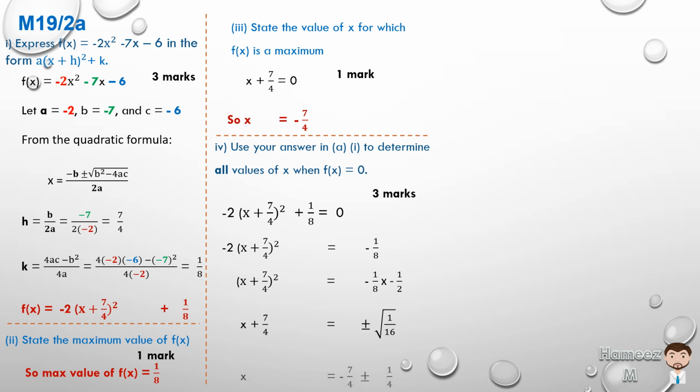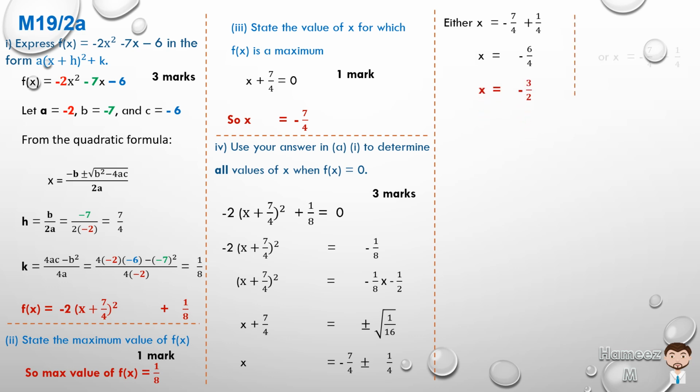And that gives us x is equal to minus 7 over 4 plus or minus 1/4. So either x is equal to minus 7 over 4 plus 1/4, which works out to be minus 7 plus 1 is minus 6 over 4. So x is equal to minus 3/2 or minus 1.5. Or x is equal to minus 7 over 4 minus 1/4. Minus 7 minus 1 is minus 8 over 4, which is equal to minus 2. So we've gotten the roots at minus 1.5 and minus 2.